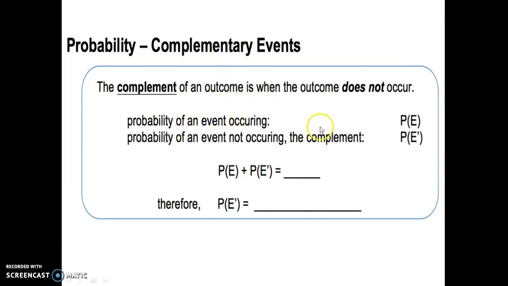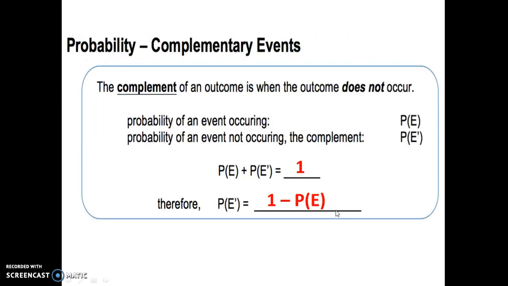So here's probability of an event occurring, probability of event E, and probability of an event not occurring, which is called the complement, is written like this, with the little apostrophe, meaning not E, or the complement of E. And when you add those up, they make 1. They always do, because either something will happen or it will not happen, and the chance of it happening or not happening together make 1. Therefore, if you rearrange this formula and you move this to that side, you end up with the probability of E', or the complement of E, being 1 minus probability of E.